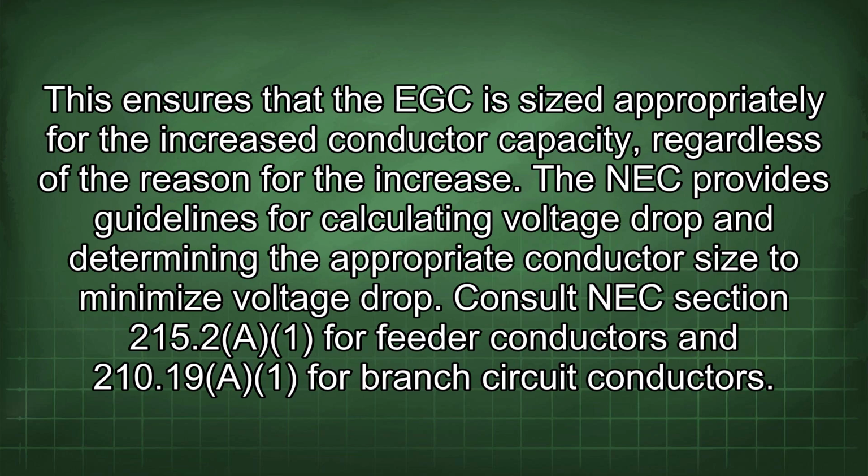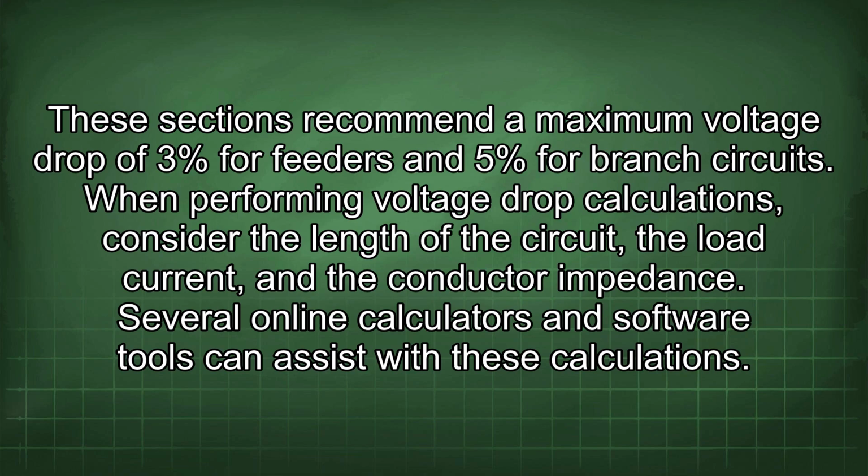The NEC provides guidelines for calculating voltage drop and determining the appropriate conductor size to minimize voltage drop. Consult NEC section 215.2(A)(1) informational note for feeder conductors and 210.19(A)(1) informational note for branch circuit conductors. These sections recommend a maximum voltage drop of 3% for feeders and 5% for branch circuits. When performing voltage drop calculations, consider the length of the circuit, the load current, and the conductor impedance. Several online calculators and software tools can assist with these calculations.